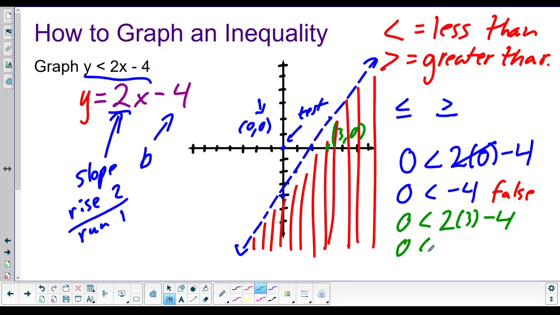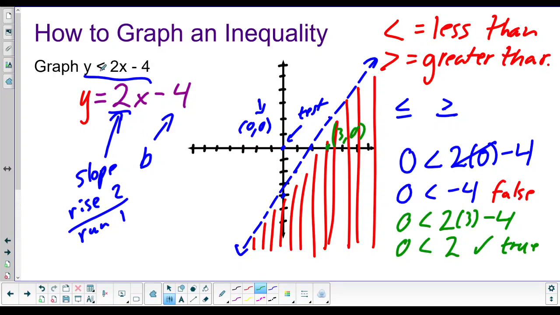So 0 is less than 2 times 3 is 6. 6 minus 4 is 2. Is it true that 0 is smaller than 2? Is this crocodile eating the correct thing to eat, the biggest meal possible? Absolutely. That one's true. So that means that this works. If we had chosen this test point, we go, oh, it works, we shade that side of the line.